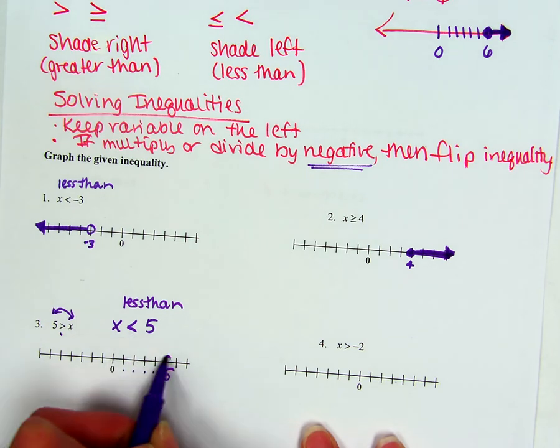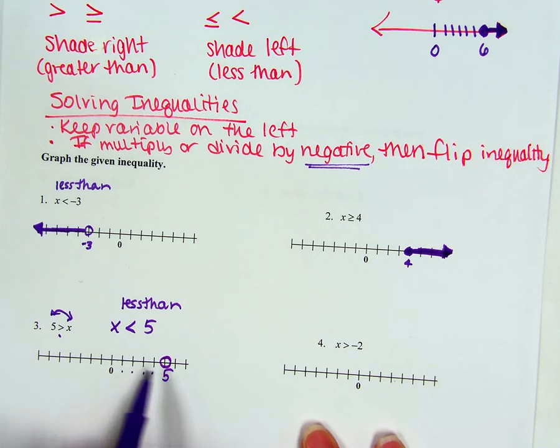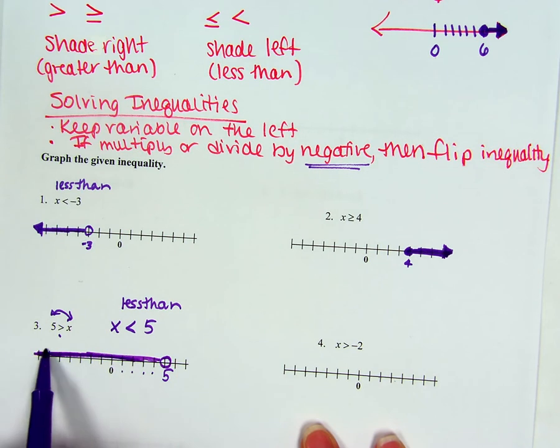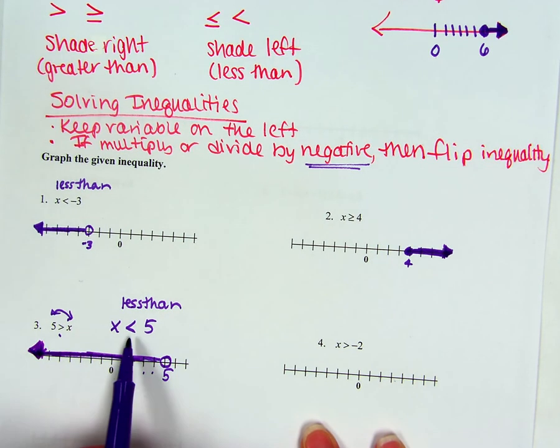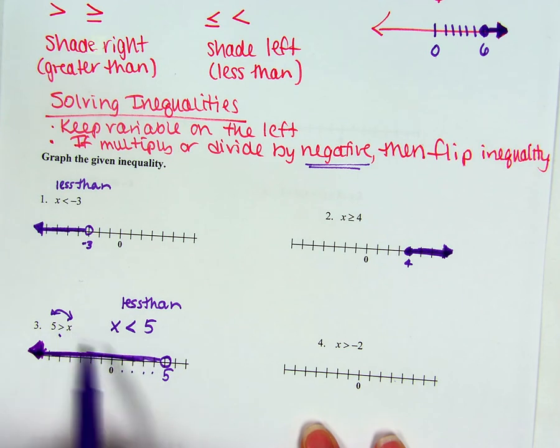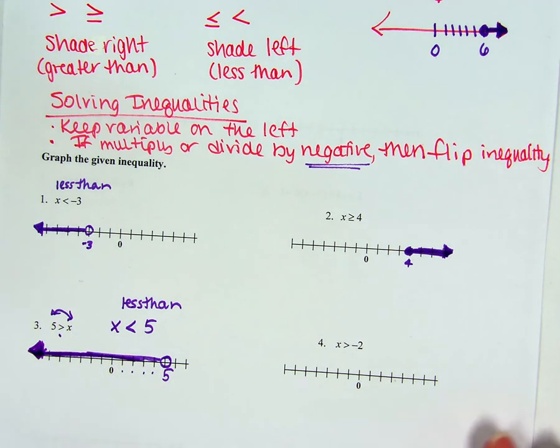All right, I need an open circle since it's just less than, and then I'm going to shade to the left. If you get confused as to whether it's shade to the left or to the right, it kind of looks like an arrow. It's pointing to the left side, so shade to the left side.